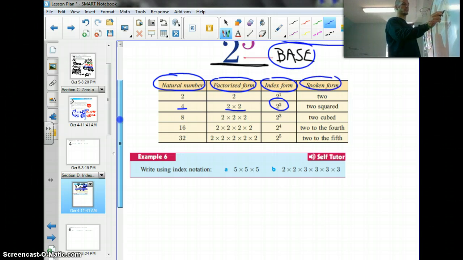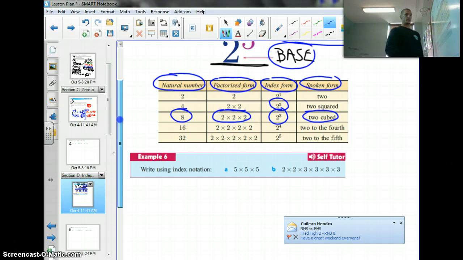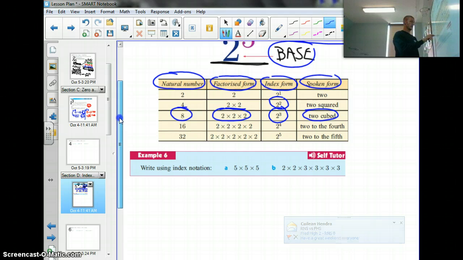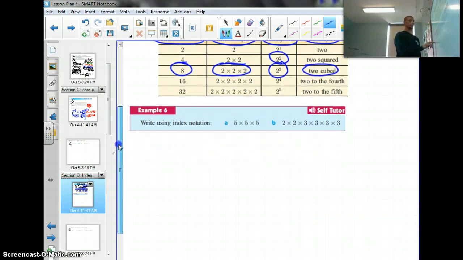If I say 2 cubed, or 2 raised to the 3, it means this, and it's written in factorized form. Factorized form just means it's written in multiplication form: 2 times 2 times 2. Well, if 2 times 2 is 4, we just have to multiply it by another 2, and the natural number is going to be 8. The best way to understand these is to do them.